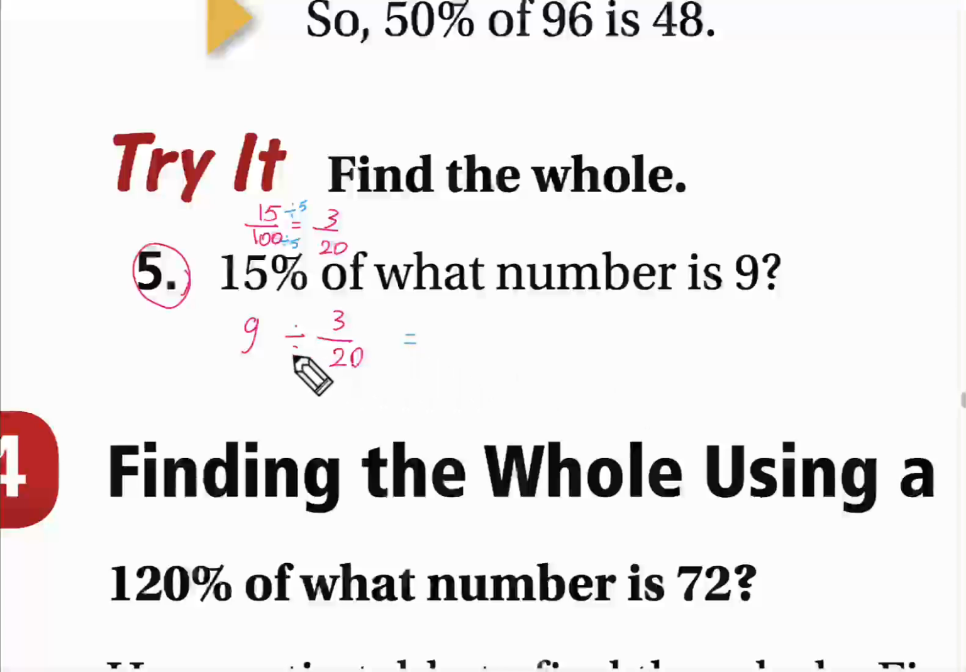Now, change the division to multiplication. And it will be multiply, then we will make the reciprocal. It will be 20/3. Great. Now you can simplify this since 9 can be divided by 3. What is 9 divided by 3? 3. Now multiply the 3 by the 20. It will be 60.